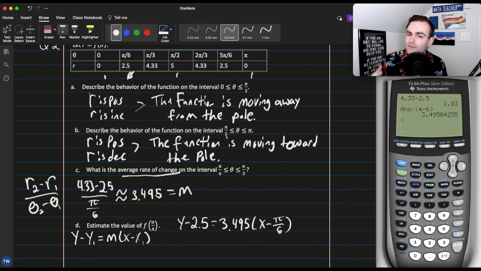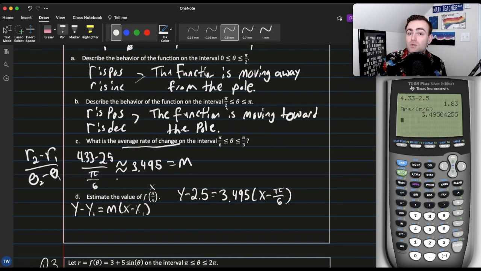Great. That's the line. How do we predict the value? Well, we just make this the x. We substitute this in for the x, and then we solve. So if I want to do it all in one go, I would do y is equal to 3.495 times, and the value we're substituting is pi over 4, take away pi over 6, plus the 2.5. If you're not sure whether it's a plus 2.5, by all means ask. But it's plus 2.5.